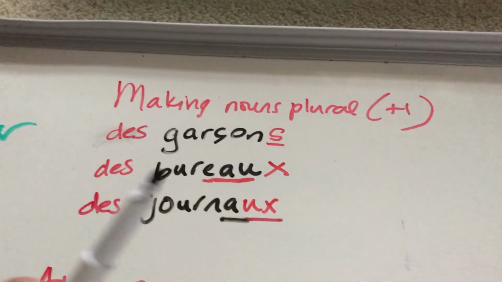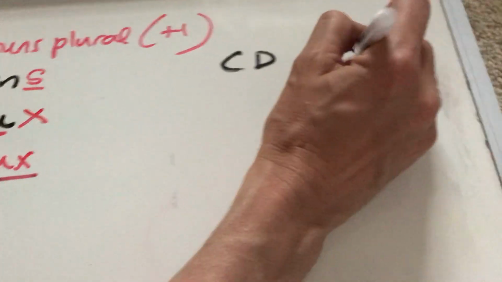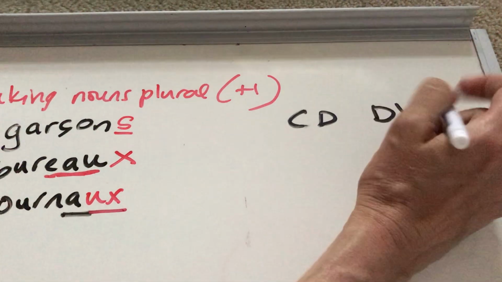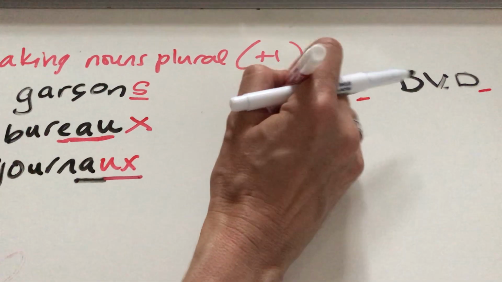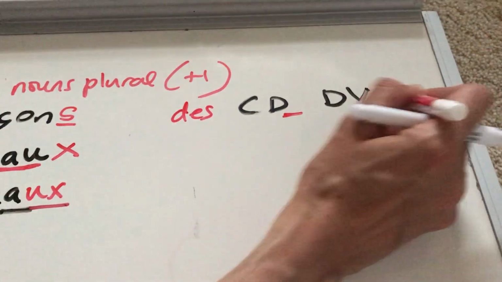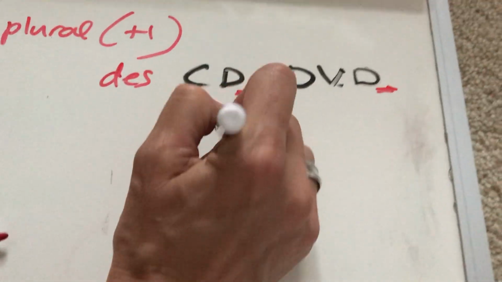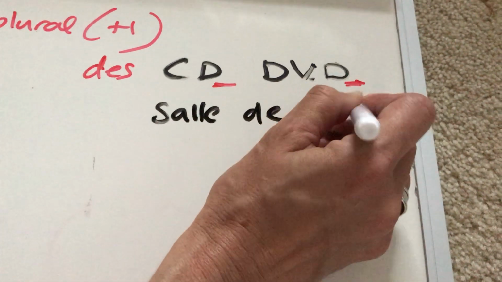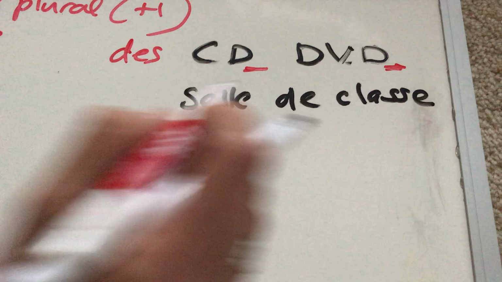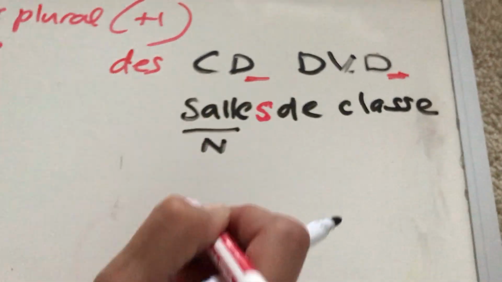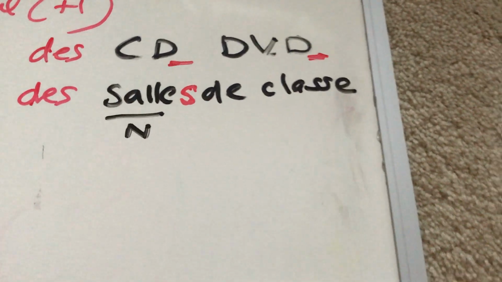I got 2 more really teeny tiny groups: when you have the word CD or the word DVD, they don't change at all. They're taken from English, and you'll just change the little article in front of them. They don't get S's. And then the last type is a compound word, kind of like the word salle de classe. The salle, that first thing, is our primary noun, and so if we wanted to make anything like this plural, we would just add an S to the front. Des salles de classe.